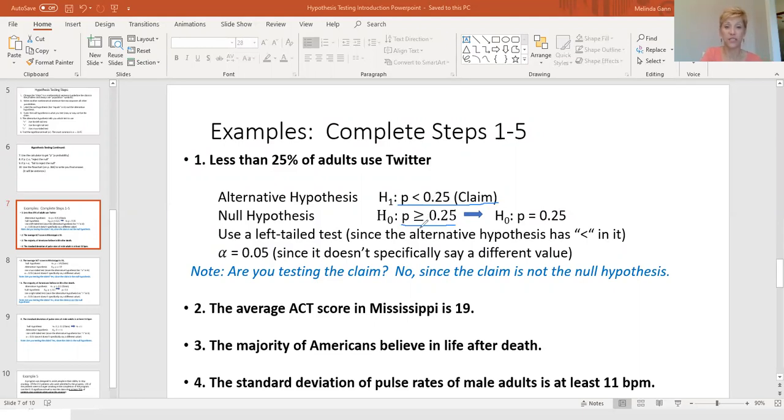Now, you've got to decide which test to use. I told you to look at the alternative hypothesis. So there's my alternative. It's got less than in it. So look at the notes. If it's got less than in the alternative, you have to use something called the left tail test. Now, you have no idea what a left tail test is yet, but you know that you're going to use it. And then your alpha, they don't say specifically, so we're going to default to 0.05. Now, I might ask you this, are you testing the claim? Well, the answer on number 1 is no, because you always test the null hypothesis, and that one doesn't happen to be the claim on that problem.